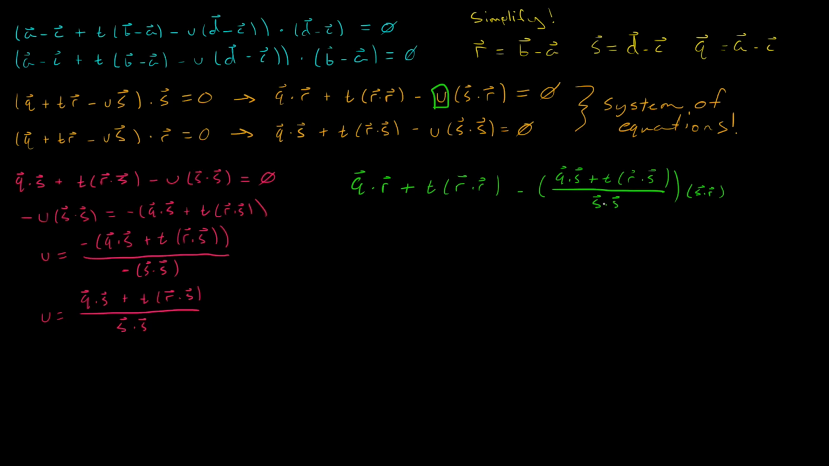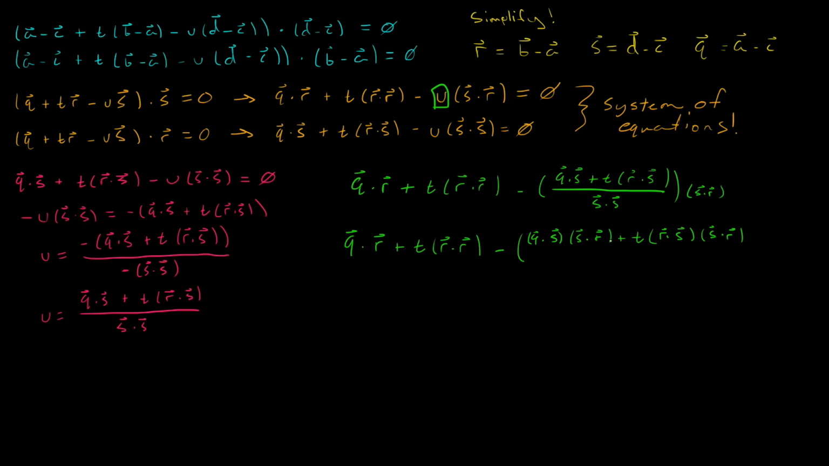So to do that, we're going to first expand this out, so multiply that out, so that's going to be q dot r plus t r dot r minus, and we'll keep the minus there, that's going to be q dot s, and we'll multiply this out, q dot s times s dot r plus t r dot s times s dot r.